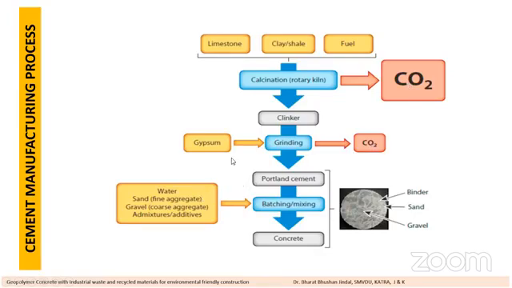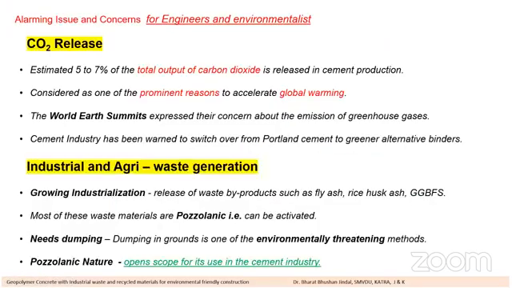Everybody knows that this carbon dioxide is not environment friendly; rather, it is an environmentally disturbing factor, and it turns into greenhouse gases. It is estimated that nearly 5 to 7% of the total carbon dioxide released into the atmosphere from various sources is contributed by cement production, which is a huge quantity. 5 to 7% is not a lesser quantity.